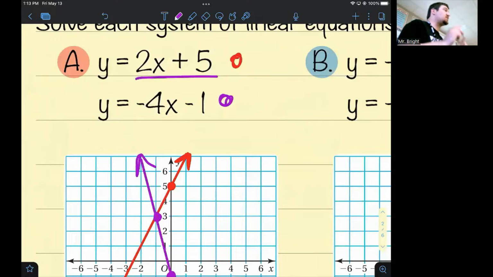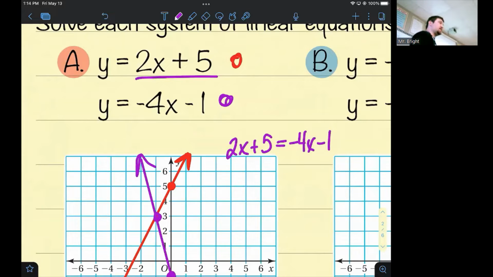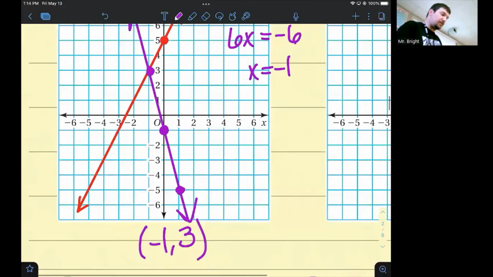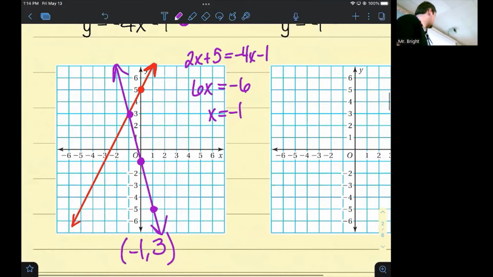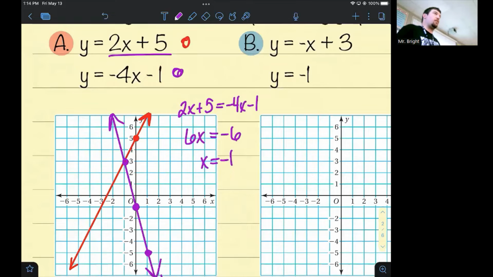If I substitute, I should stop saying plug in. If I substitute the 2x plus 5 into that y, it'll look like that. I'll move the -4x's to the left side by adding 4x. That'll make it 6x. And I'll move the 5's over to the opposite side by subtracting 5. That'll make it -6. And that's going to give me x equals -1. And guess what x was equal to? -1. And then I plug that x equals -1 back into either of the equations and I'll get y equals 3. So all 3 methods end up giving you the same answer.